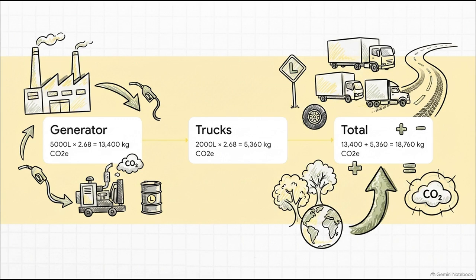Step 3. To get the final monthly footprint, we just add our different operational sources together. 13,400 from the factory floor plus 5,360 from the road equals a grand total of 18,760 kilograms of CO2 equivalent for ABC Textiles for this specific month.